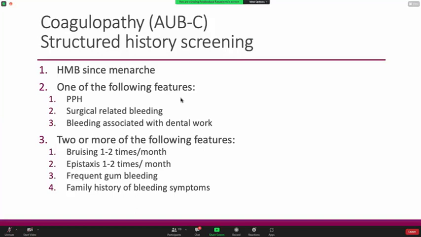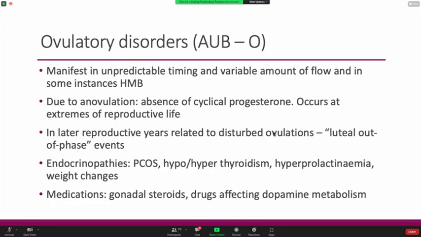So this is the structured history taking. Heavy menstrual bleeding since menarche, surgical-related bleeding, postpartum-related bleeding, bleeding during dental work, and 2 of the following, right? So bruising and all that, right? You can find these on the internet. And if any of these features are there, you can think about von Willebrand disease, and then you have to send her to a hematologist for a final diagnosis.